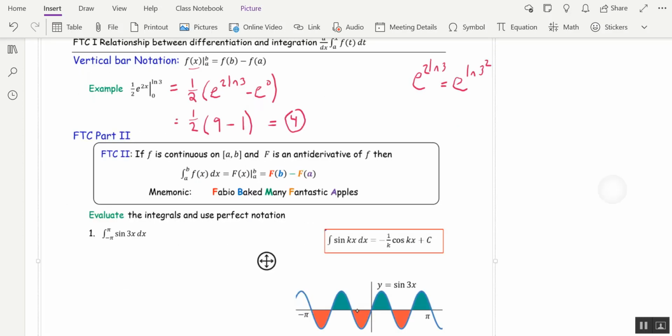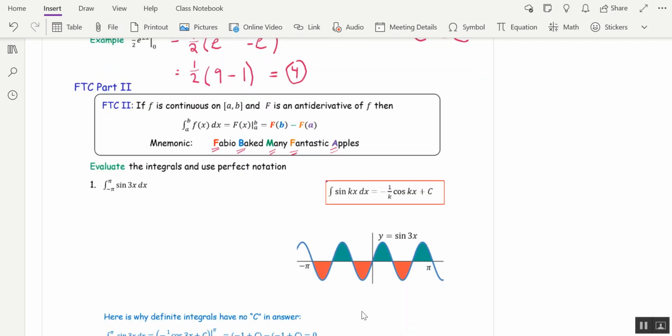Now we can talk about fundamental theorem part 2, which tells us how to evaluate a definite integral. We saw last time we can use areas to evaluate a definite integral, but that's a little exhausting. So the fundamental theorem part 2 tells us that if we find any antiderivative for little f, then the value of the integral will be this number here, big F of b minus big F of a. And if you have trouble remembering that, think Fabio baked many fantastic apples: F of b minus F of a.